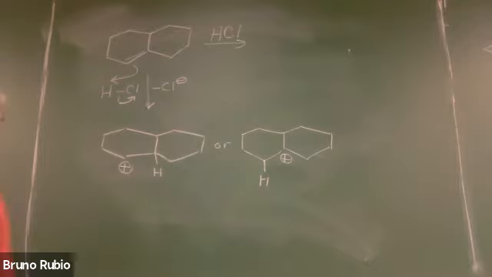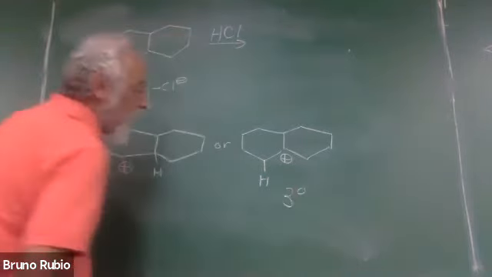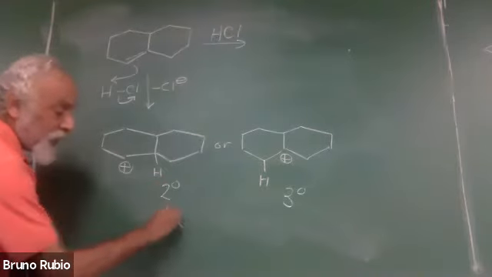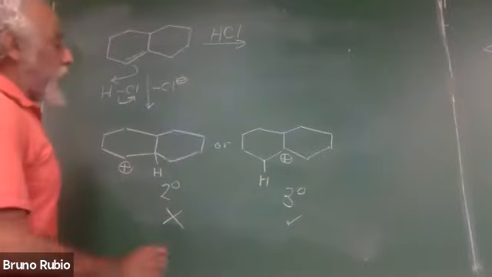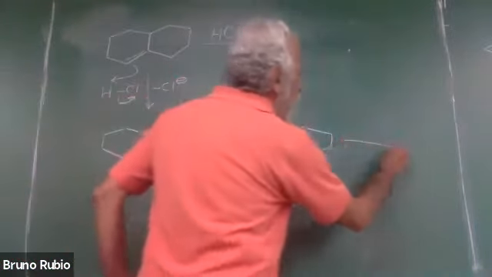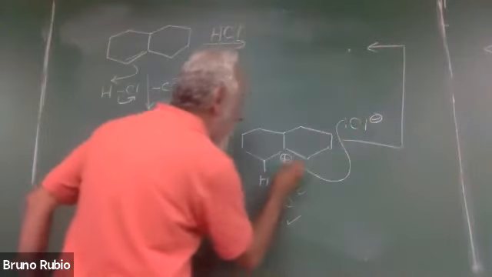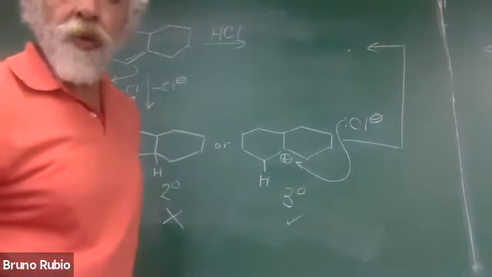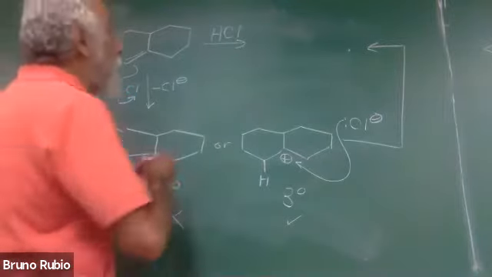It's going to be the one on the right. Why is that? Because this is the more stabilized carbocation. That's tertiary. This is secondary. That doesn't happen, but this does. Okay, and so now the last step of this reaction would be the capture of the carbocation by the chloride, and that would be our final product.